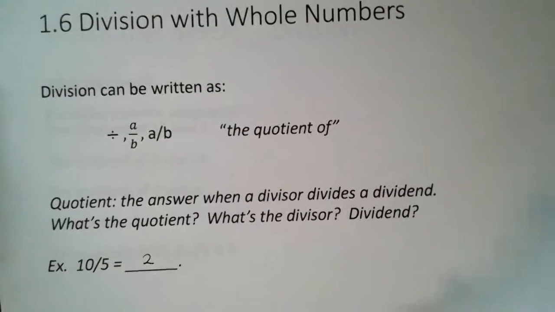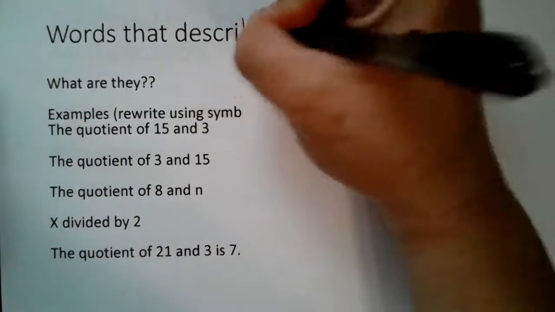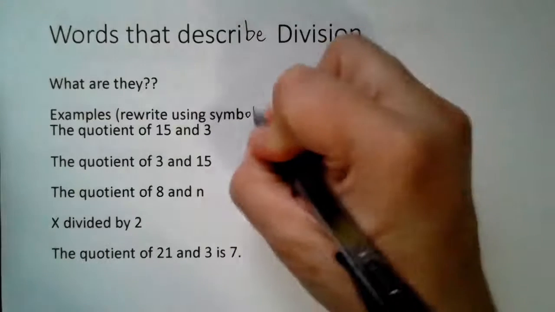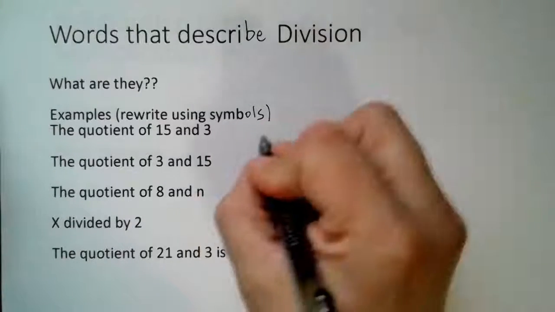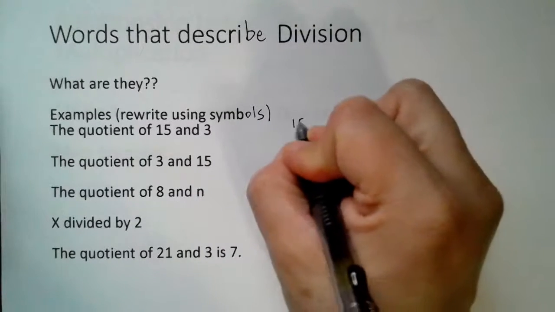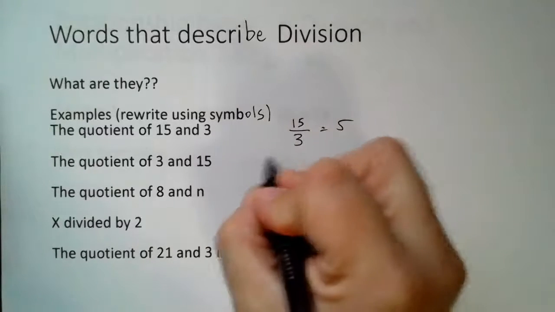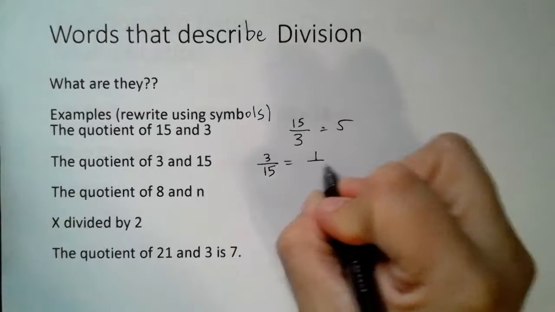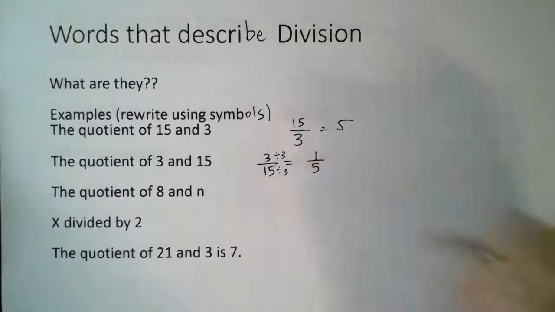All right, let me put this page. Okay, words that describe division, I don't know why that didn't print out. So what are they? We can rewrite these using symbols. So let's go ahead. The quotient of 15 and 3, we can write this as 15 over 3, which is 5. The quotient of 3 and 15 would be 3 over 15, which simplifies to become 1 over 5, right? If you divide by 3 top and bottom, that's how you simplify fractions.